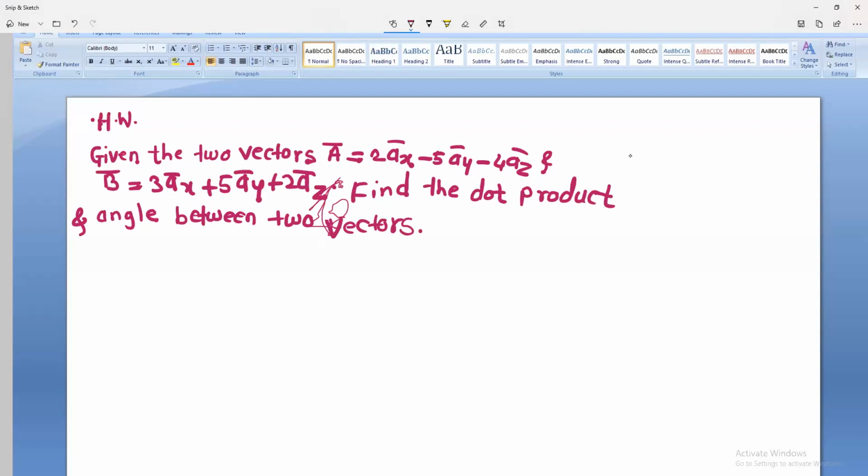Okay, so this is homework for you. Everyone has to solve the example given for homework. Okay. Okay, everyone noted?